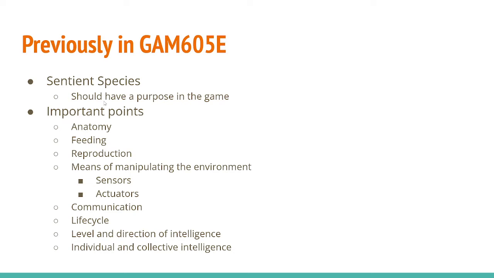So the purpose can be that it can be our player character, it can be an NPC or important character, it can be a lore motive, or it can serve a purpose in the story. But anyway, our sentient species should have a purpose, and we should design them accordingly, even if they are background images. And the important points that we talked about were obviously their anatomy, because it will directly communicate what they are about to the audience.